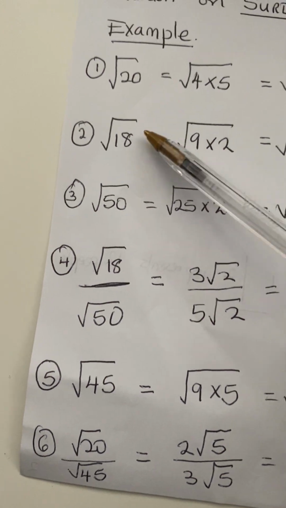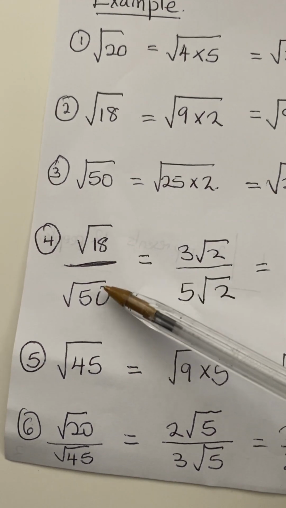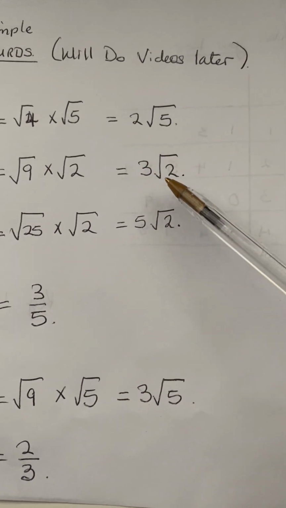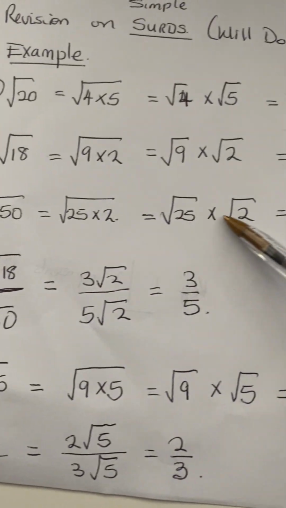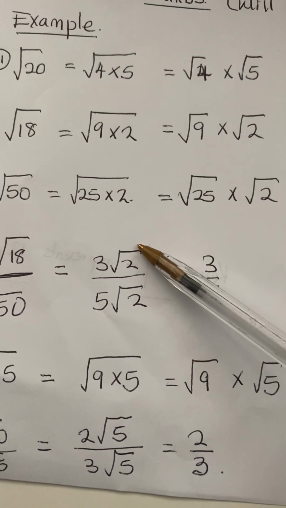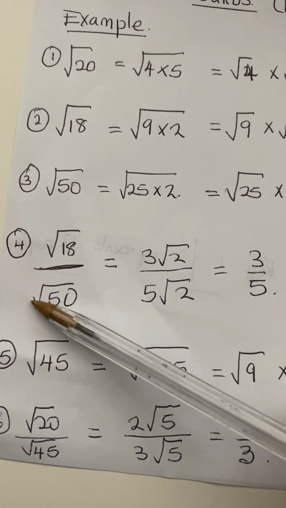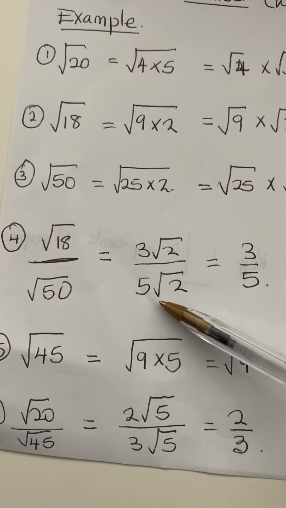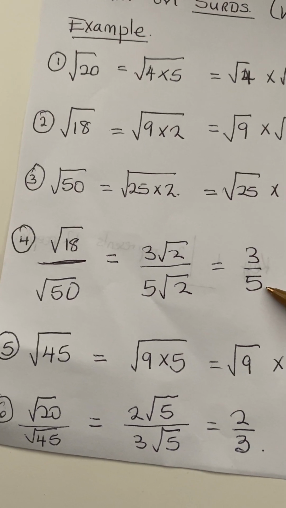Now we've done root of 18, so we have root of 18 divided by root of 50. The root of 18 here, we got 3 root 2, and the root of 50, we got 5 root 2. So 3 root 2 divided by 5 root 2. This is an application of surds. Here the roots can cancel out, and then you have 3 over 5.